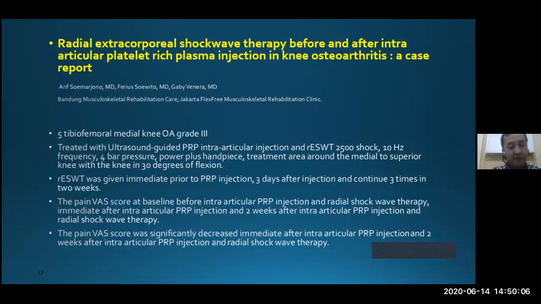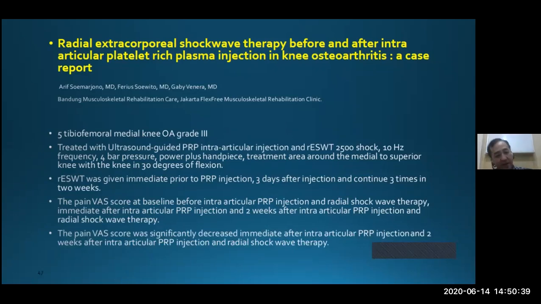We had 5 tibiofemoral medial knee OA, grade 3, treated with ultrasound-guided intra-articular injection and radial shockwave with the parameters of 2,500 shocks with a frequency of 10 Hz, 4 bar pressure, using the power plus handpiece. The treatment area was around the medial to superior knee with the knee in 30 degrees of flexion. Radial shockwave was given immediately prior to PRP injection and 3 days after injection, and continued 3 times in 2 weeks.